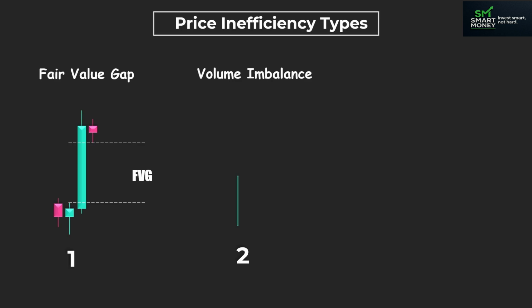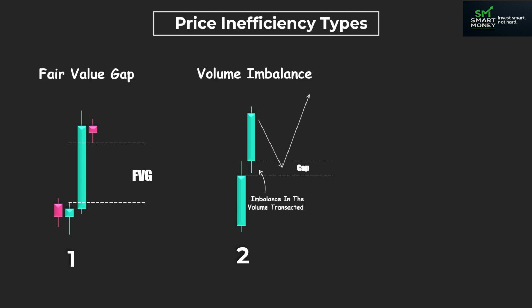The second is the volume imbalance. It refers to a gap between the closing price of one candle and the opening price of the next. While there is still some trading activity, there's an imbalance in the volume transacted, hence the name. Price often reacts to these imbalances as the market seeks equilibrium.